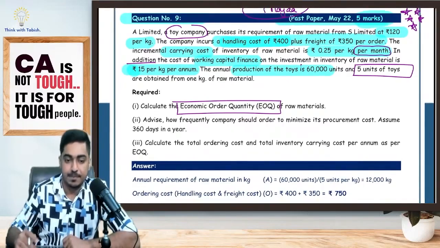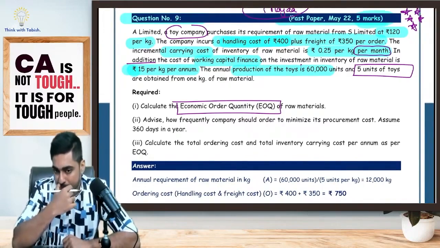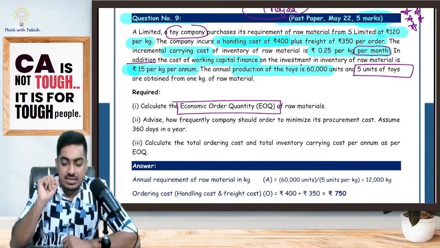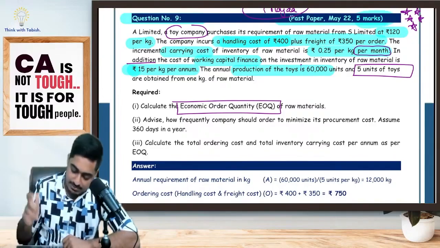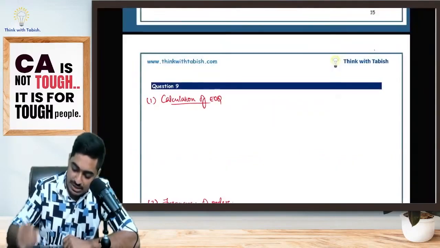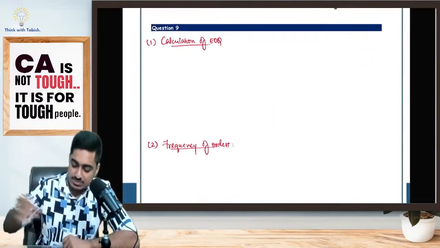Okay? Screen is clear, right? There is clarity in the screen. There is no issue as such? Okay, fine. Now tell me, firstly, I want to calculate. I will keep switching the tabs and showing to you guys.